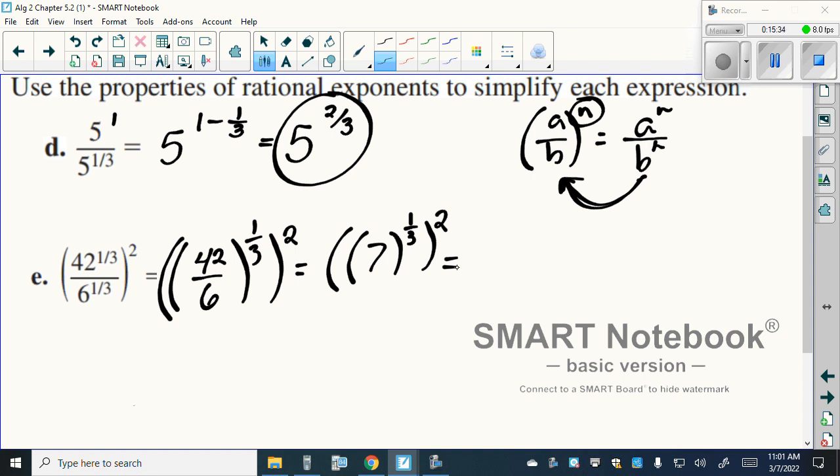And lastly, to simplify this here, because we don't need all these parentheses, we can go back to our power of a power, because power of a power, the exponents multiply together. Now the 7 is actually to the first. So really we're saying we have 7 to the first times 1/3 times 2. We're just multiplying all those exponents together. Well, 1 times 1/3 is just 1/3. So we're really looking at 1/3 times 2, which is 2/3.